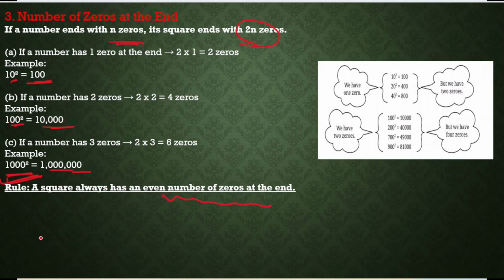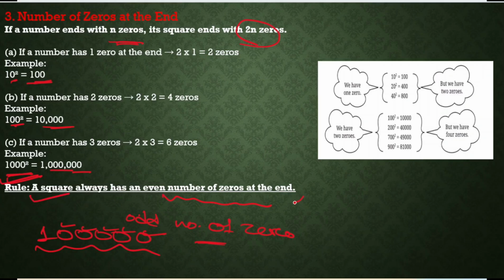Just see 10000. How many zeros are there? 1, 2, 3, 4, 5. Is it a perfect square? No. Why? Here 5 zeros are there, an odd number of zeros, so it is not a perfect square. So the rule is: a square always has an even number of zeros at the end. See this figure: 10 square is 100, 20 square is 400, 40 square is 1600. We have one zero and the square has two zeros; we have two zeros and the square has four zeros.